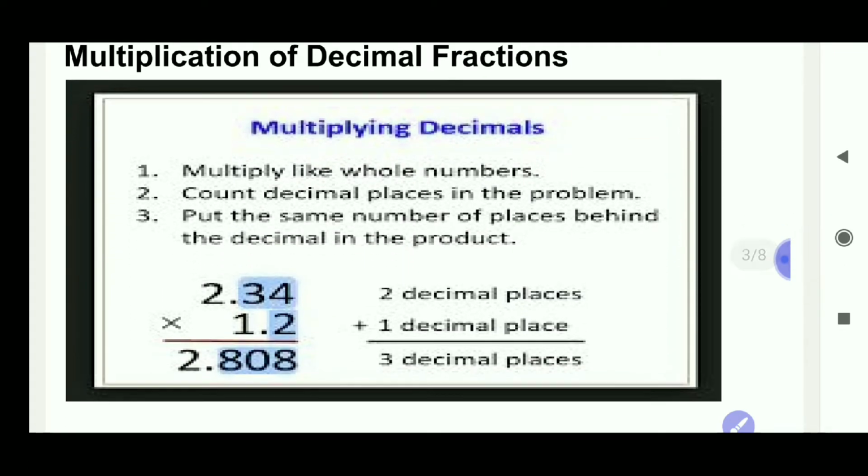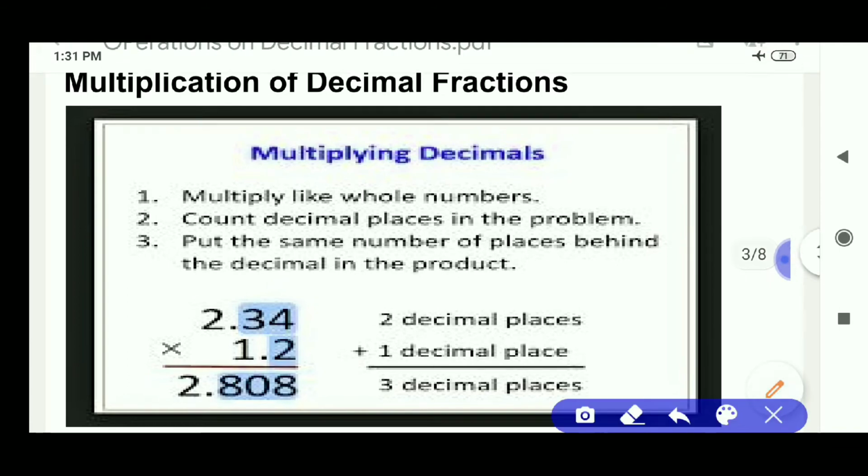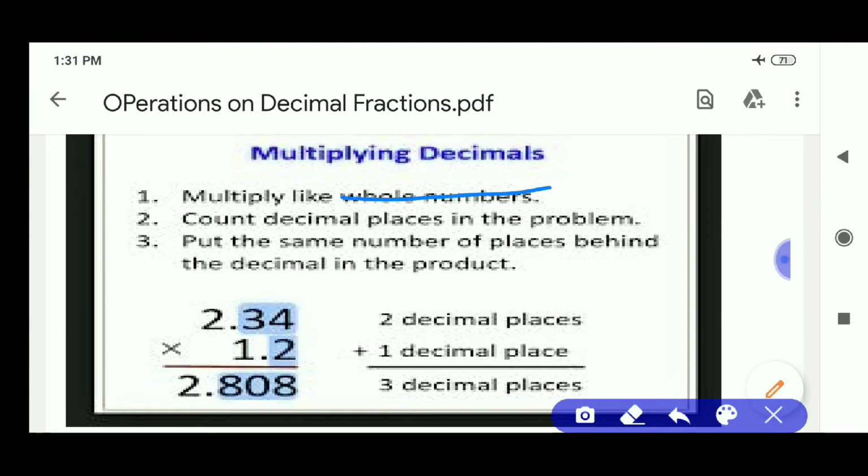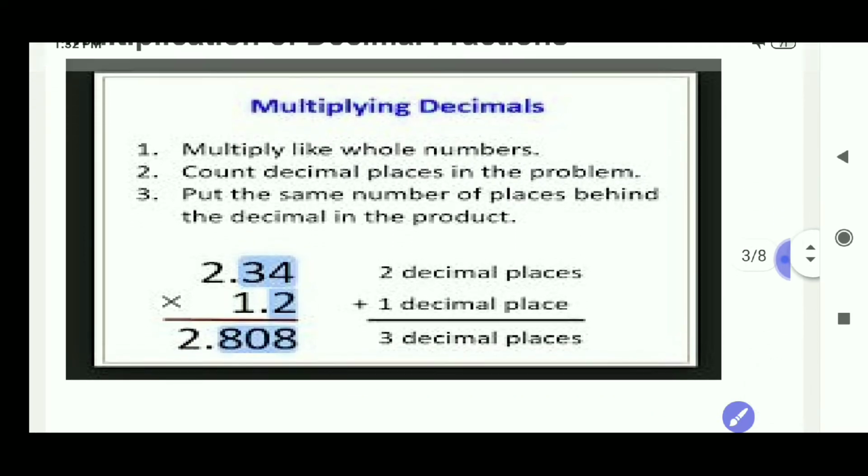Now, how to multiply the decimal fractions? It is also very easy. Multiply like whole numbers, that's all. Count decimal places in the problem. Put the same number of places behind the decimal in the product. That's all. Look at the example.